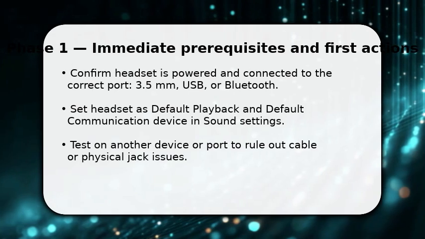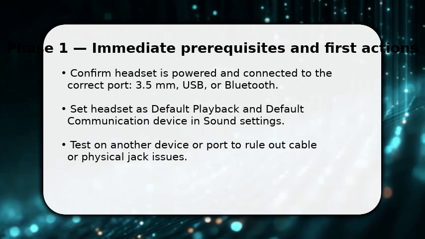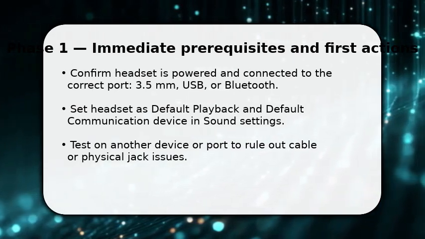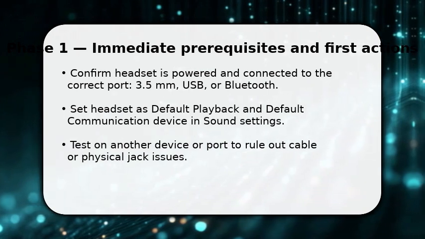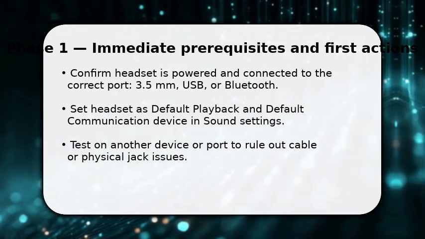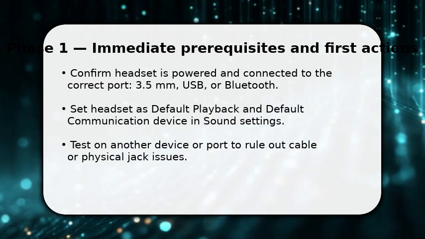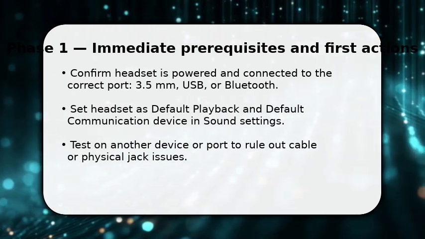You start by confirming basics. The headset is powered, plugged into the correct jack, and paired if Bluetooth. Once done, open Windows sound settings and set the headset as both default playback and default communication device. This forces apps to use it.